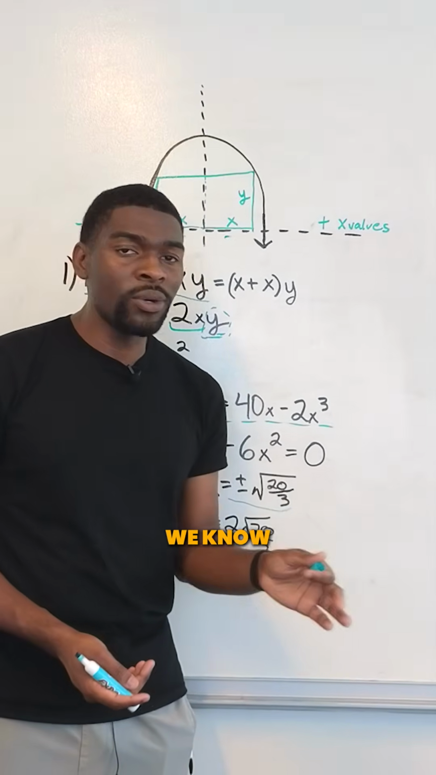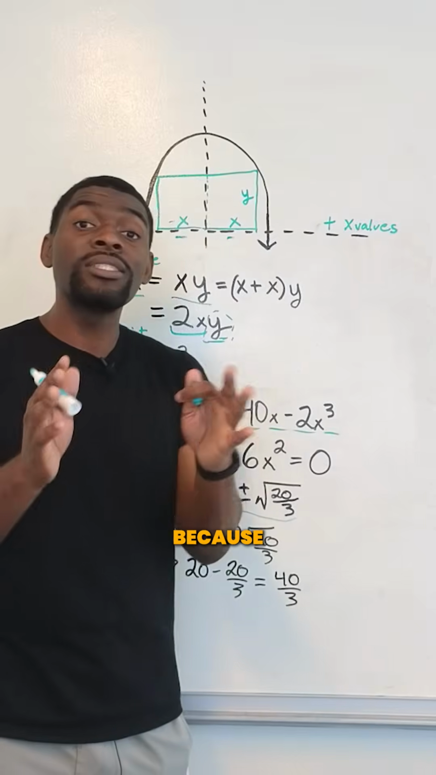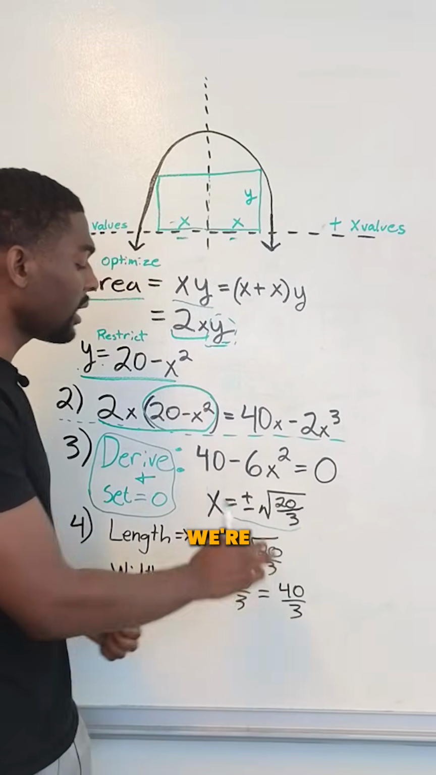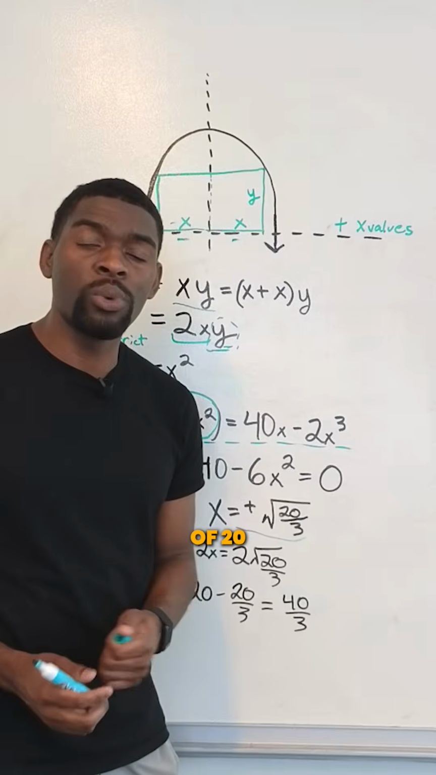Now you've got to be very careful. We know that x can't technically be a negative number because this is a real life example. So the only number that we're taking here is the positive square root of 20 over 3.